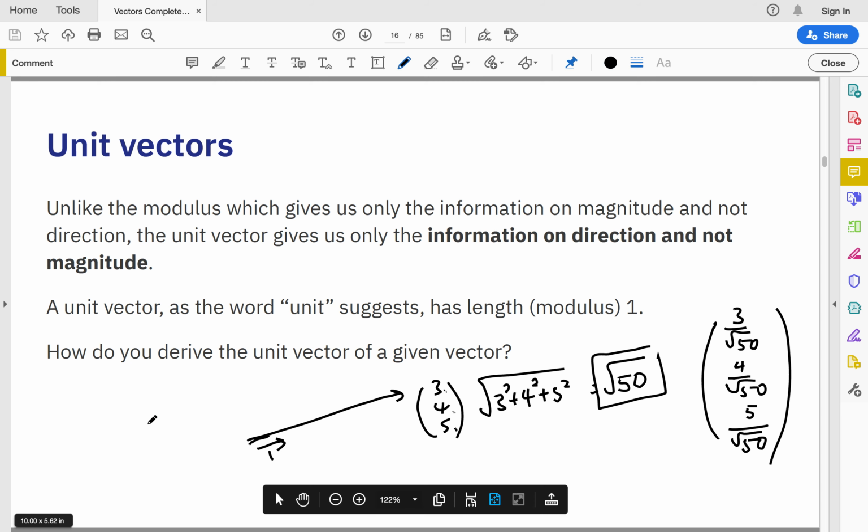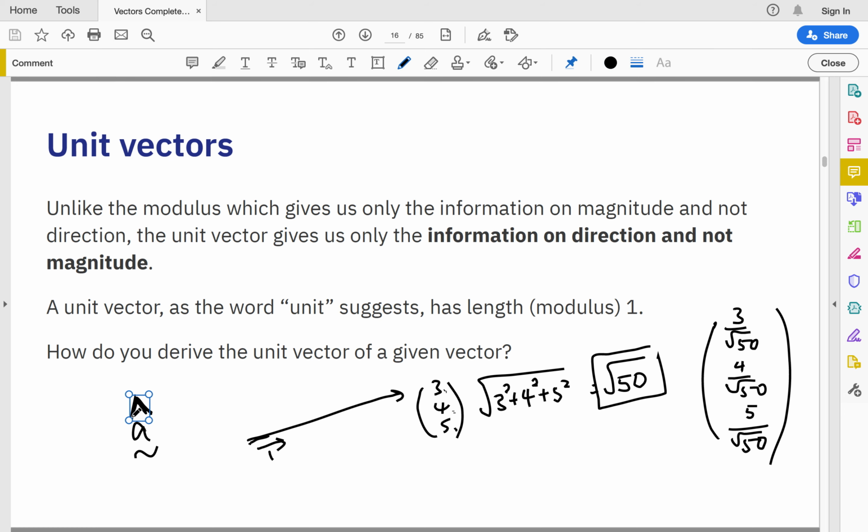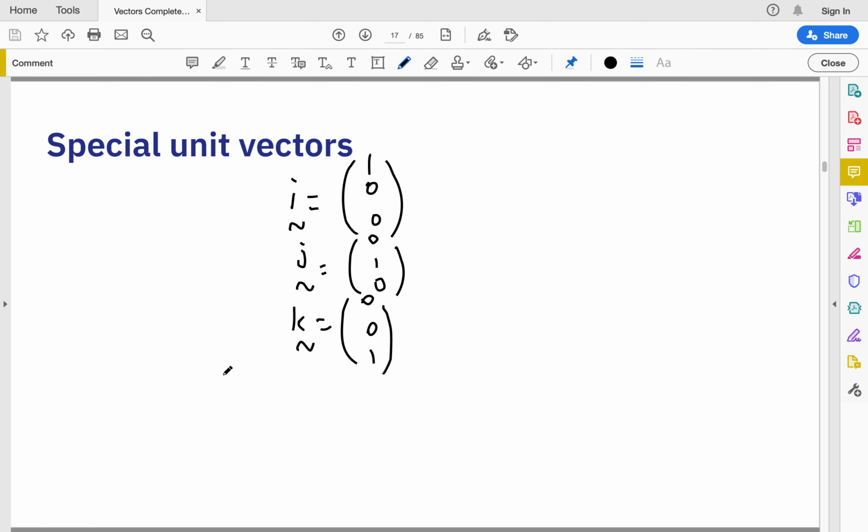And another thing to note about unit vectors: let's say the unit vector of A is usually denoted with an arrowhead-like symbol on top of it. So this will tell you that it's a unit vector and not just any vector. Okay, so there are 3 special unit vectors which we want to talk about, which all have a magnitude of 1. So these are i, j, and k.